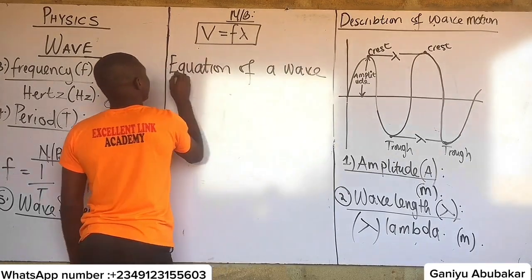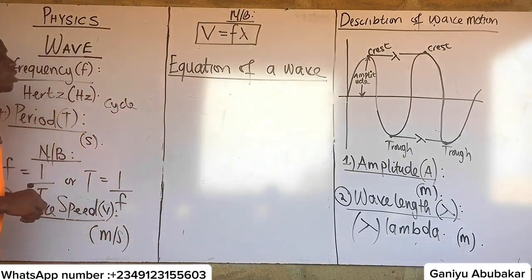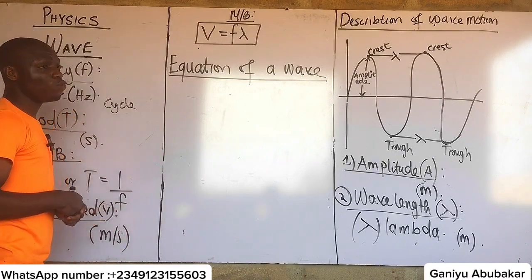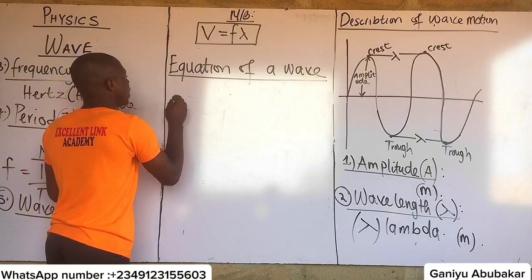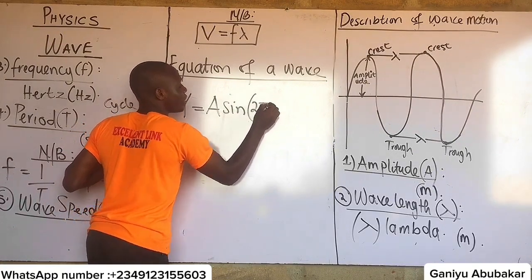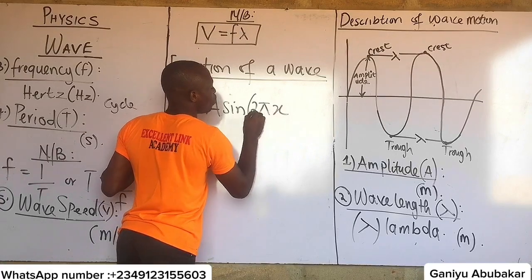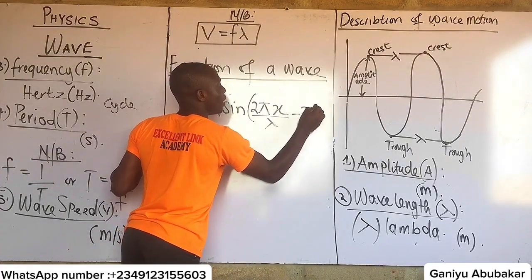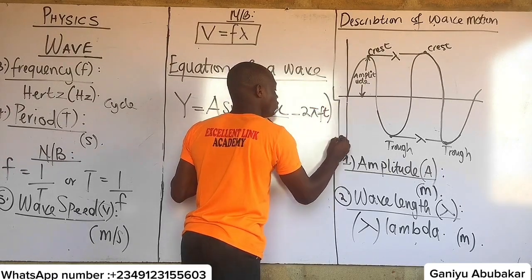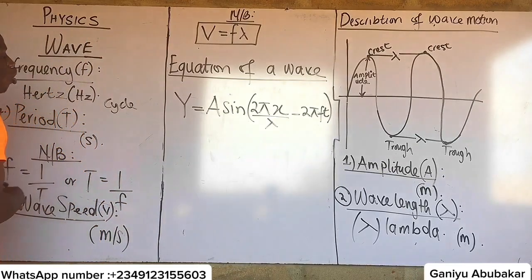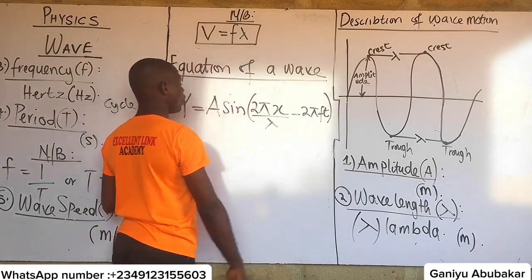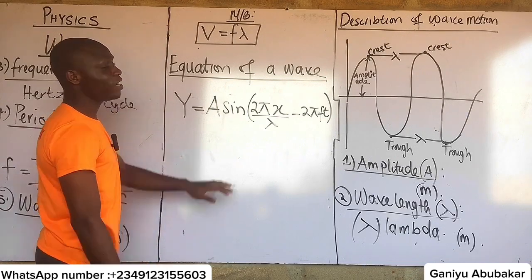Let's discuss the equation of a wave. The equation of a wave is given below. That's y is equal to A sine into 2 pi x over lambda minus 2 pi ft. This is simply the equation of wave motion, 2 pi x all over lambda minus 2 pi ft. All right, this is the equation of wave, right? Very, very important. Please know this formula, right?